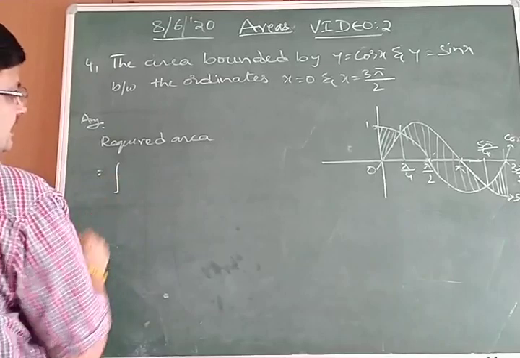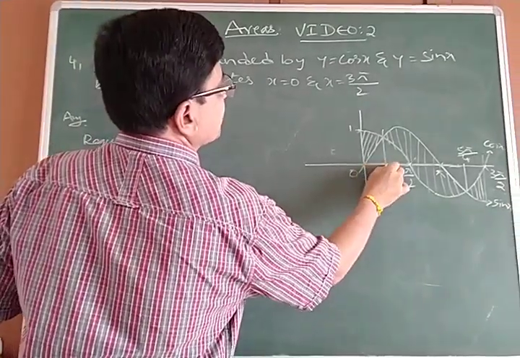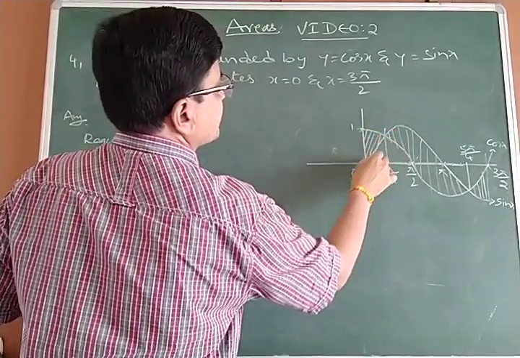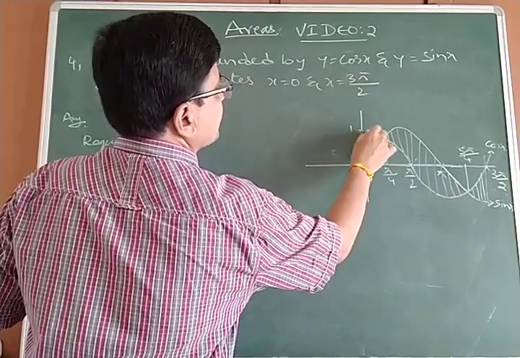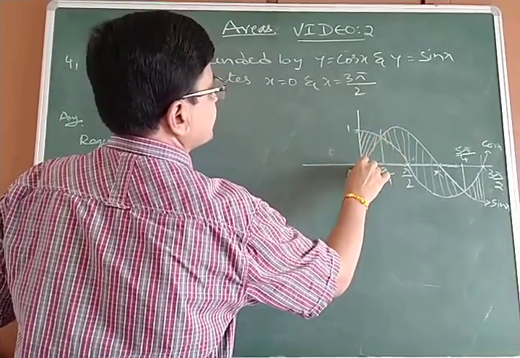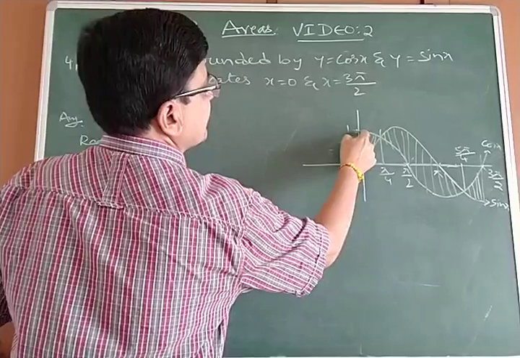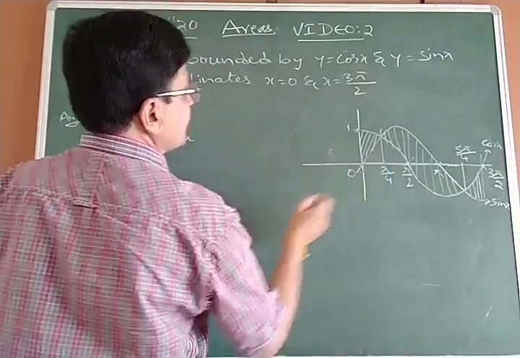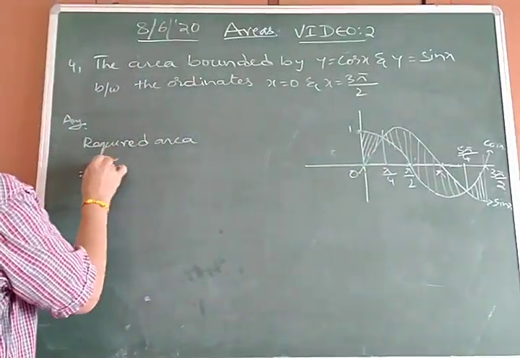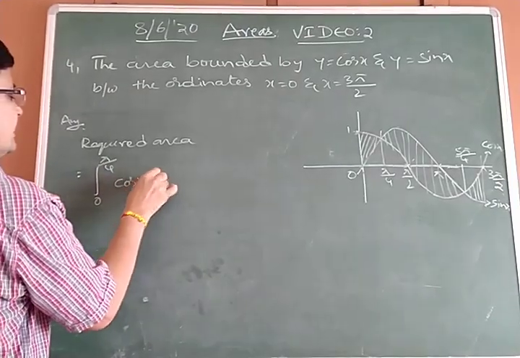That is equal to integral. In the interval 0 to pi by 4, cos x is greater than sin x, and the upper curve is cos x and the lower curve is sin x. So the area bounded by cos x and sin x in the interval 0 to pi by 4 is integral of cos x minus sin x.